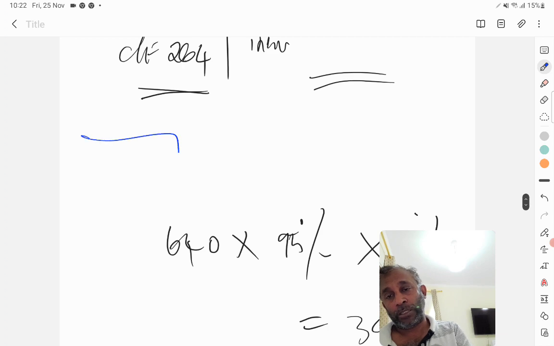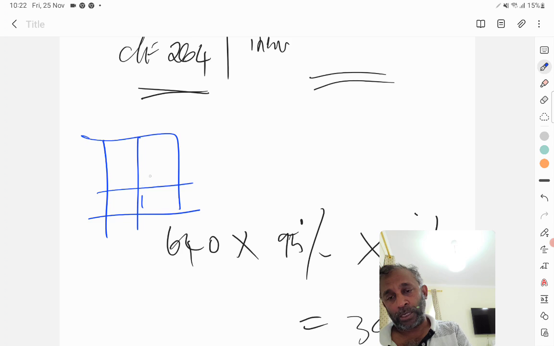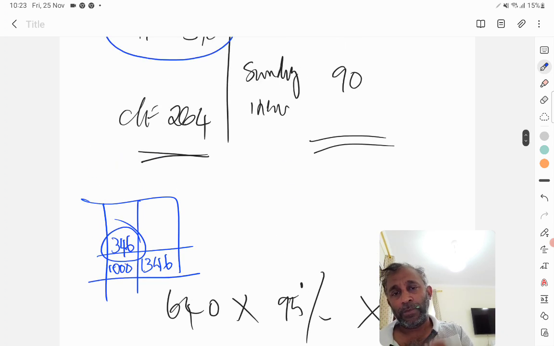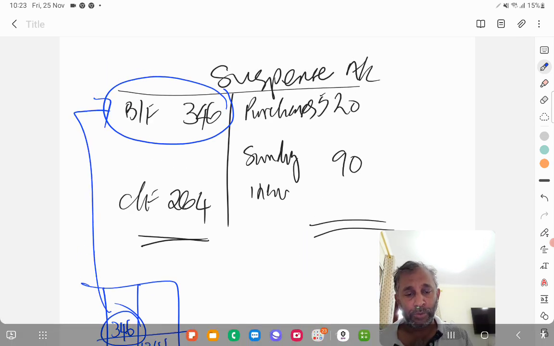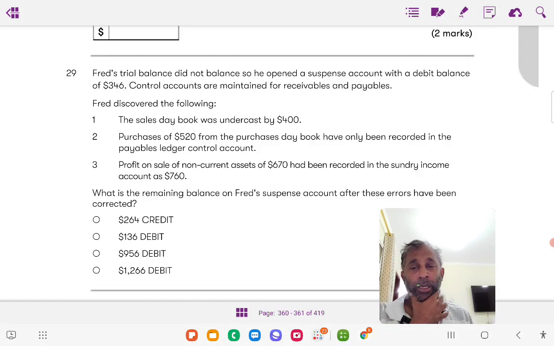For example, if I give you an example, this is your trial balance. If the total on the credit side is 1346 and the total on the debit side is 1000, you have 346. So this is what they are referring to here. So that is the suspense account balance, and then they give you three transactions to make us understand which one is suitable to rectify the error that is reflected in the trial balance.